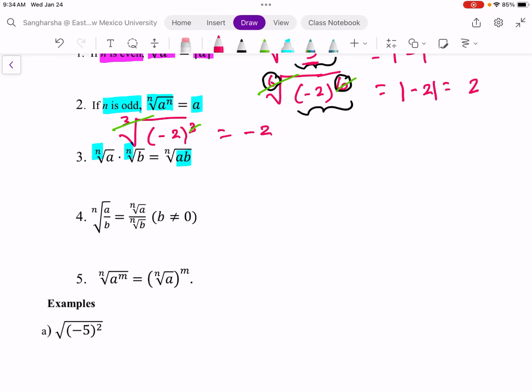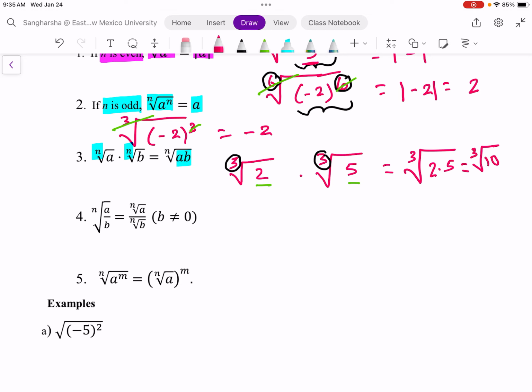So we were at the multiplication of radical expressions, and when we are multiplying we must have the same index so that we can multiply the radicands. For example, we have the cube root of 2 times the cube root of 5. Here the index is the same, so we can multiply our radicands. So we have the cube root, and this is 2 times 5, so we have the cube root of 10. The index has to be the same if you are multiplying.